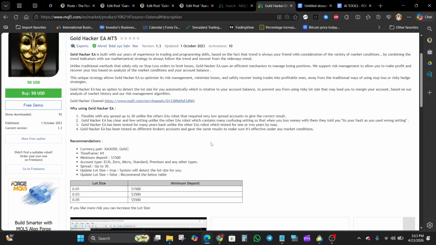Another feature here is the automatic lot sizing. This means that the EA adjusts position size based on your account balance, which can help maintain consistency in risk. But again, it depends on how aggressively that scaling is handled. There's also mention of flexibility with spreads, even up to 30, right? Which suggests that the EA is not ultra sensitive to execution conditions. That usually aligns with longer duration trades rather than fast scalping.